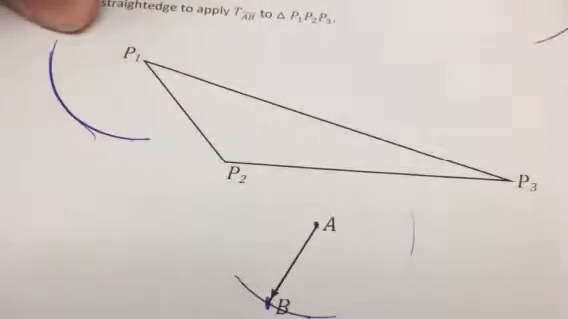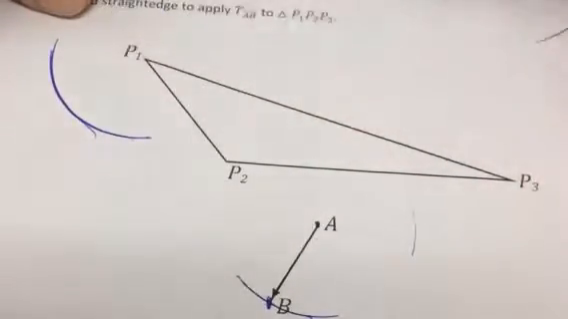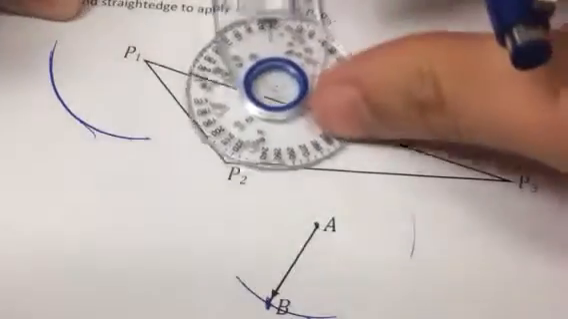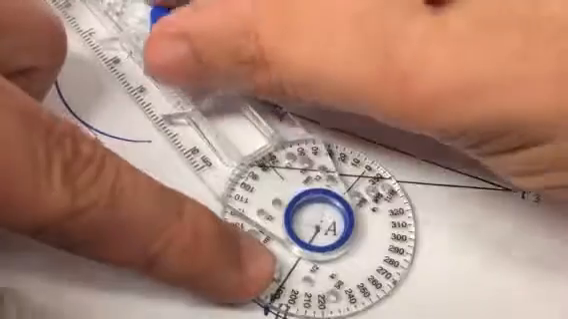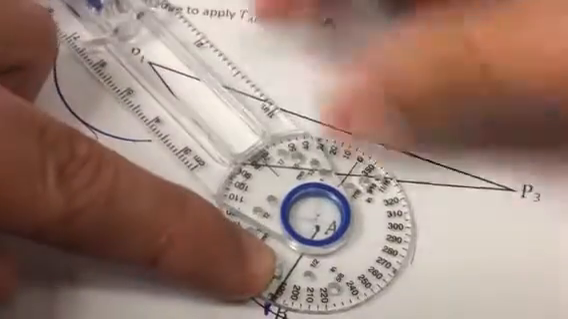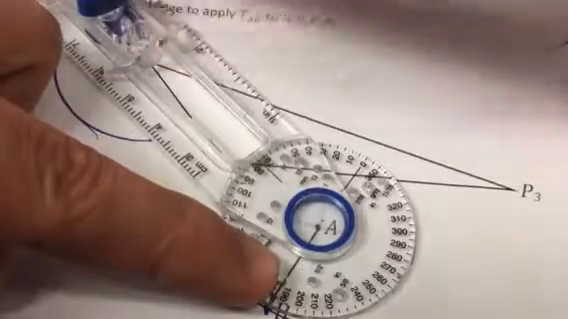Now I don't need a full circle because I'm just going in this direction. So that's the part of the circle that I need. Now I'm going to line up my A with my P1. So I'm going to line it up like so. There we go.